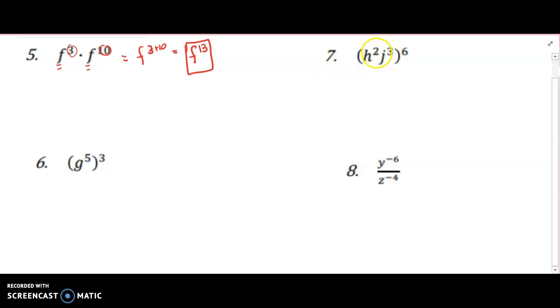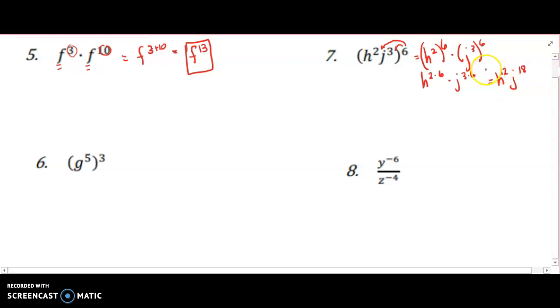And once again, like we just did, we would take this exponent and apply it to both of these. So this would be h squared to the 6th times j to the 3rd to the 6th. And then if we have a power and then an exponent after that, we would multiply these. So this would be h to the 2 times 6 times j to the 3 times 6, or just h to the 12th, j to the 18th.